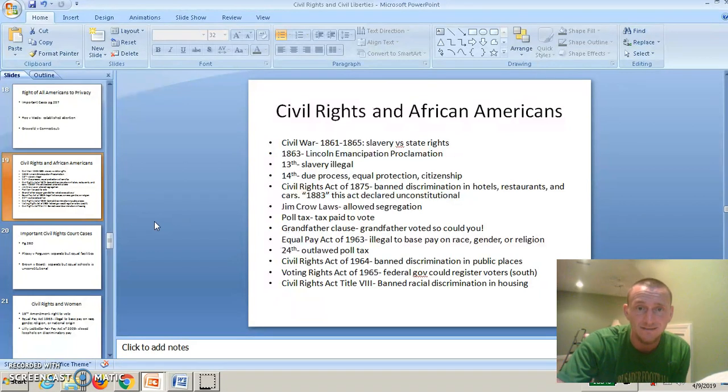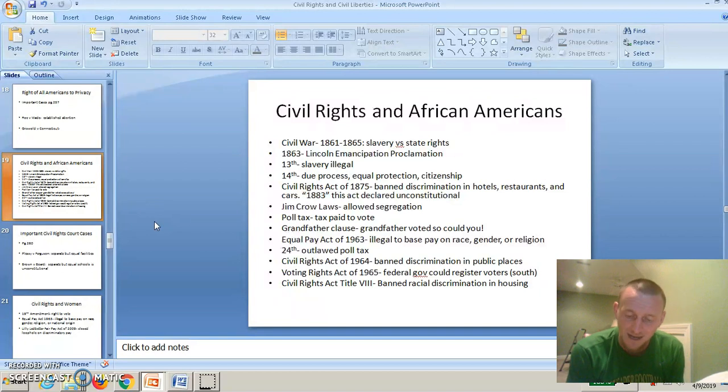Equal Pay Act of 1963, the 24th Amendment, you should already know, outlawed the poll tax. This is when you have to pay to vote. Civil Rights Act of 1964, banned discrimination in public places. This is a big one. Civil Rights Act of 1964 bans discrimination in all public places. Make sure you know it.